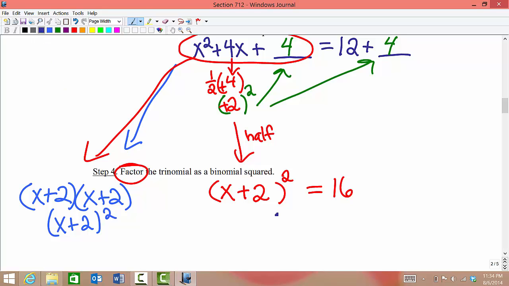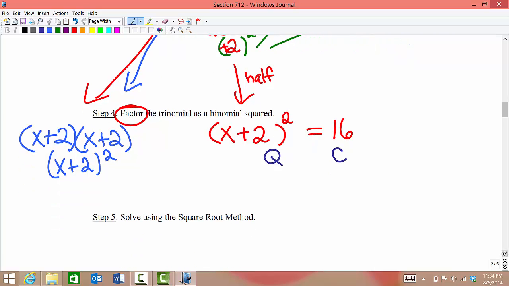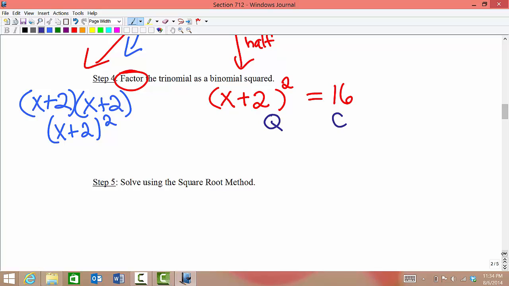Now what do you notice? Now we have a quadratic term and we have a constant term. We have eliminated that linear term. And the whole purpose of that, once again, was to be able to use the square root method. So now I have x plus 2 squared equals 16. I'm just going to go ahead and write that down again.